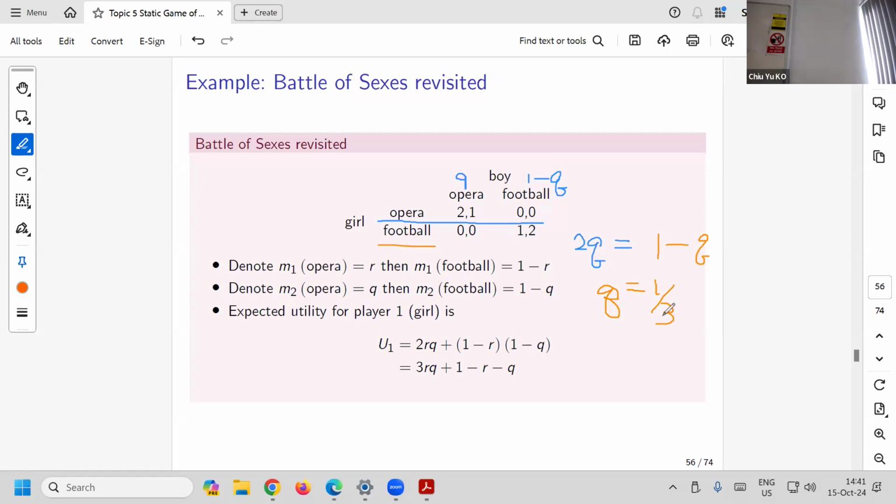So sometimes you can solve it very quickly, right? Because of the two actions, when you are mixing, it must be the case that for the girl, it doesn't really matter which one to choose, right? Suppose you're asked to mix opera and football. It must be the case that the girl doesn't really care which one to choose, right? If it's clear that the girl would benefit by choosing opera, she cannot mix, right? If she mixes, then it must be the case that she doesn't care. Then I would choose a con.